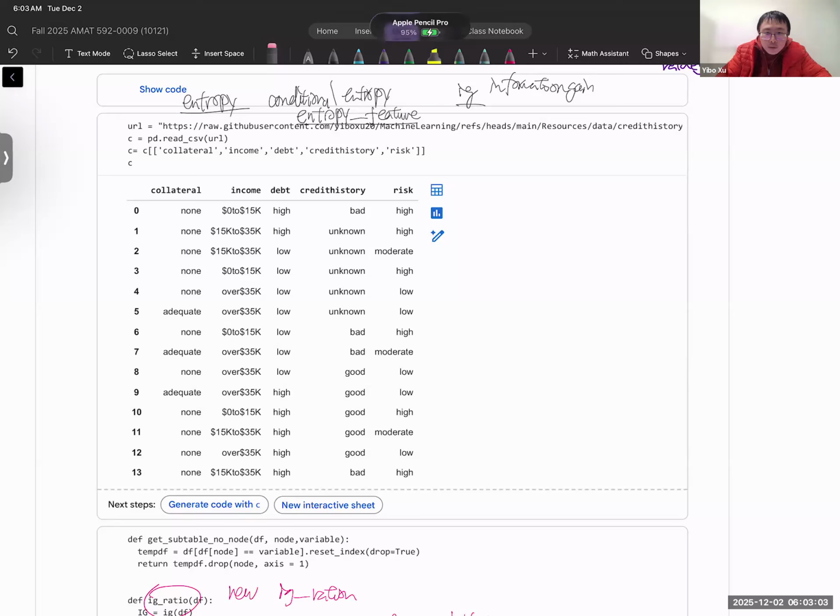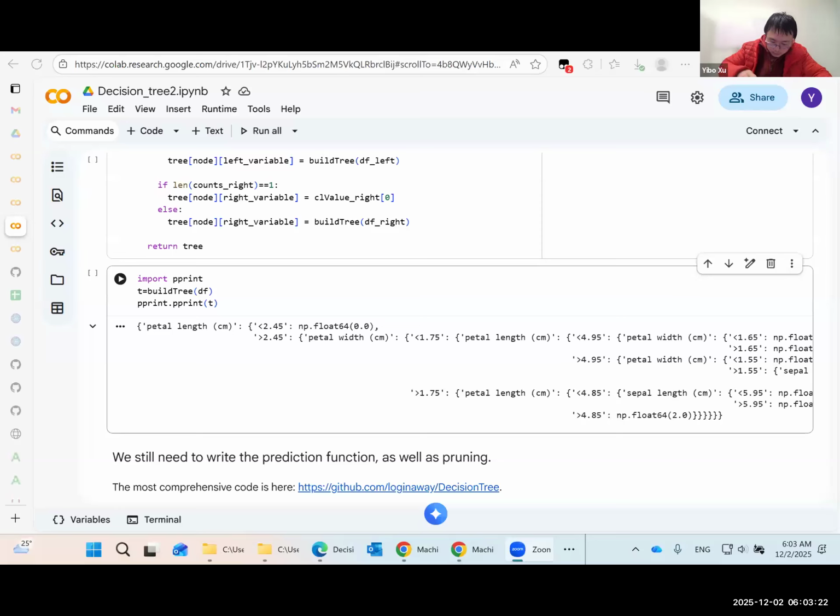Let me try and see if I share from this side. So replace current share. Okay, I'm going to share the entire screen. Right. Minimize.